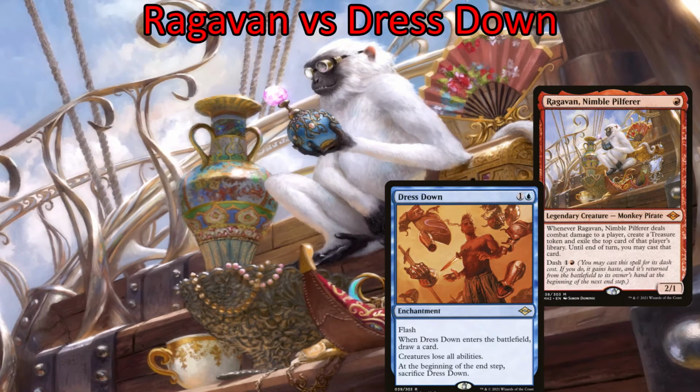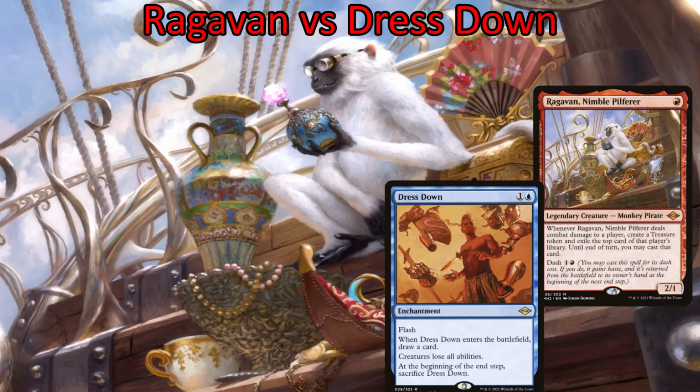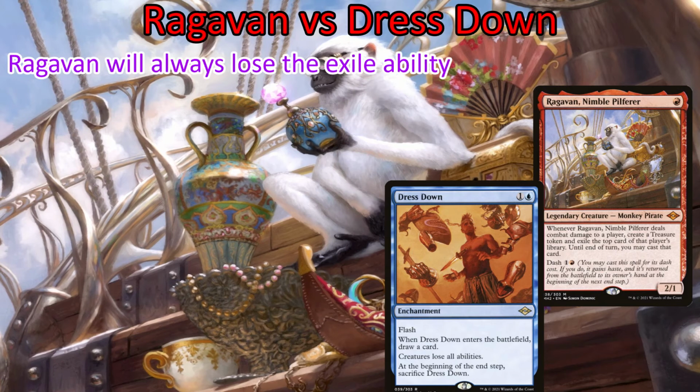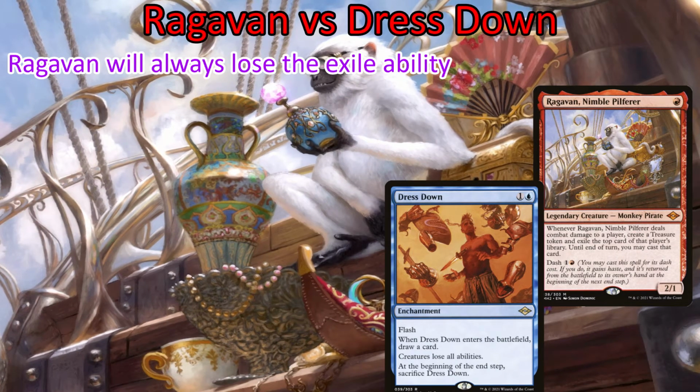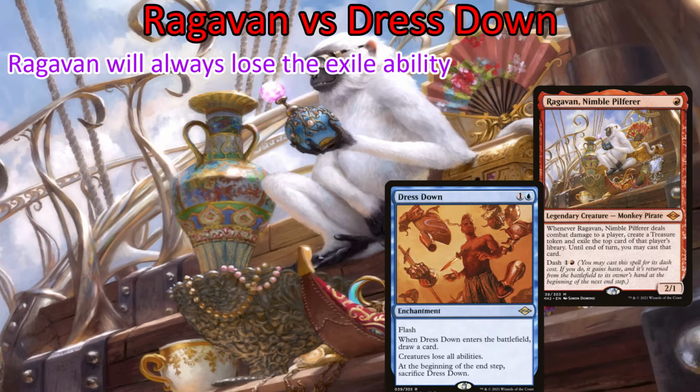First things first, we will cover the dash ability of Ragavan because this is the most important part. Obviously the Dress Down will remove the ability to exile the top card of the library, regardless of whether it is played in response to Ragavan, it's already on the board, or it's played after we play the Ragavan. So let's take a look at the dash ability because it's a little bit more complex than one might think.